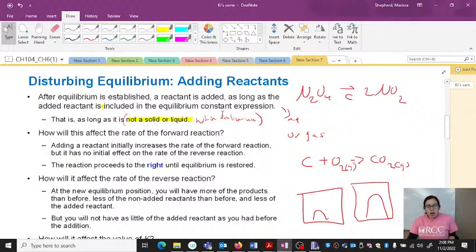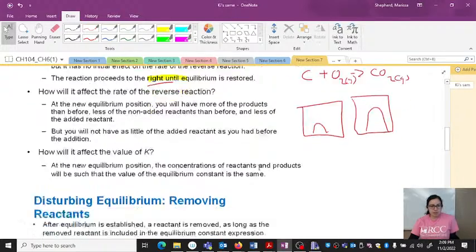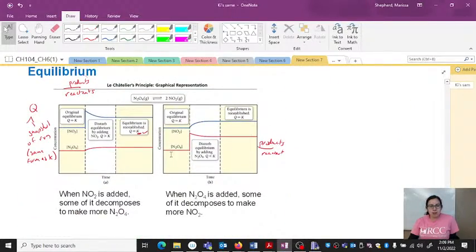And so again, adding reactants, how will it affect it? As long as it's included in the equilibrium expression, the reaction will proceed to the right, as we saw. It increases the rate of the forward reaction and should have no initial effect on the reverse reaction, and it goes to the right until equilibrium is restored. At our new equilibrium position, we have more of the products than before, less of the non-added reactants, and also less of the added reactants than we initially added, because obviously some of these reactants became products.